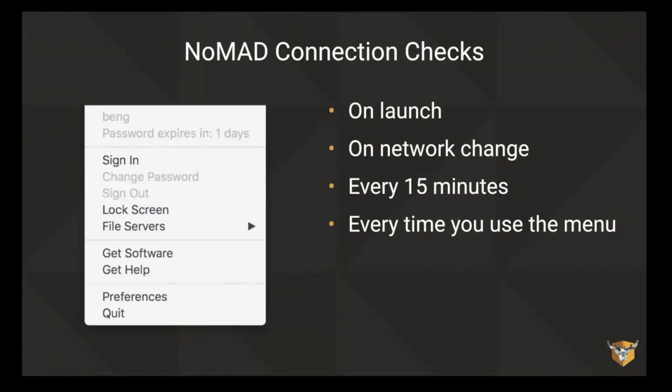So every 15 minutes, NoMAD will re-query everything, make sure things haven't changed. This is also how, if you're using the UPC alerts, the unannounced password change alerts, within 15 minutes we know that your password was changed somewhere else, because NoMAD's running every 15 minutes to do that. And then we get a little bit sneaky, and every time you click the menu, we do a background refresh. So if you think that something's a little bit off, and maybe you're expecting, for example, the countdown time for the password expiration to be changed, all you have to do is click the menu, give it a second as it checks everything again, and then it'll show you your new password expiration times or whatever else.